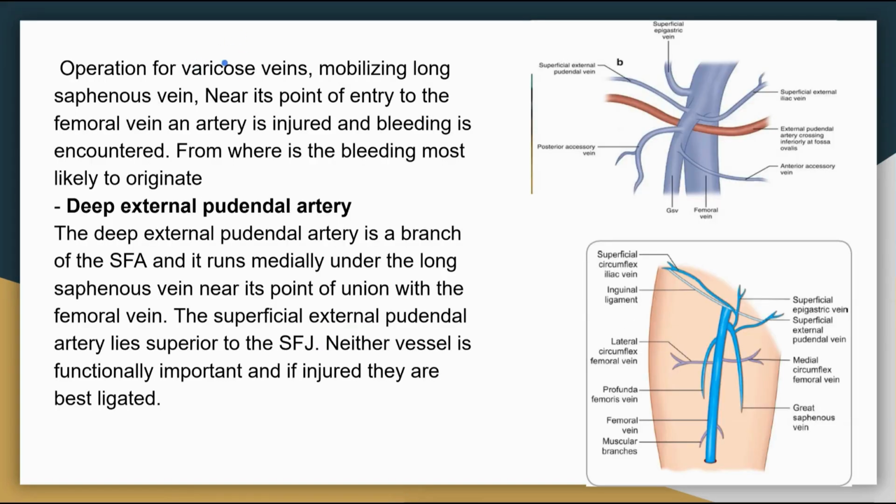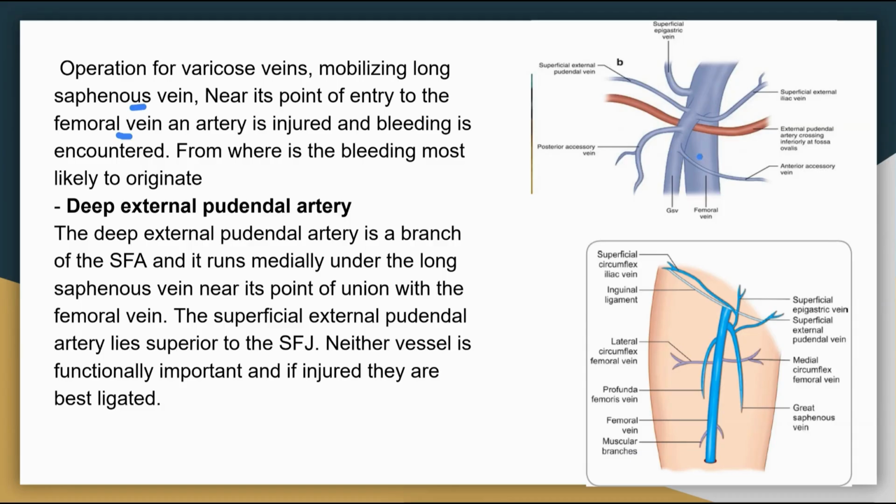An operation for varicose veins is being done and mobilization of the long saphenous vein is being carried out. The point of entry to the femoral vein and artery is injured and bleeding is encountered. So what is going to be the vessel that got damaged?